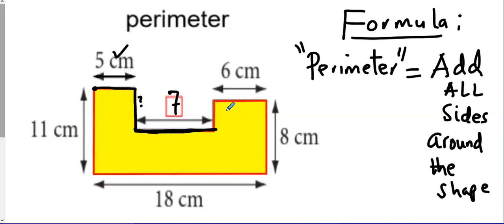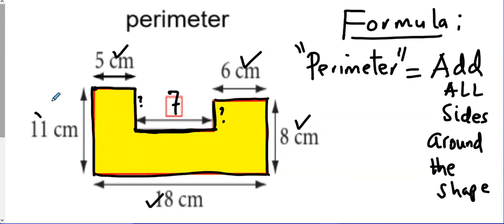This part I don't know. How about this part? This part also I don't know. So I have 2 things to figure out. How about this part? This is 6, so this is given. How about this part? This is 8. How about this part? That is 18. How about this part? That is 11. So what I don't know is this one, and I also don't know this one.